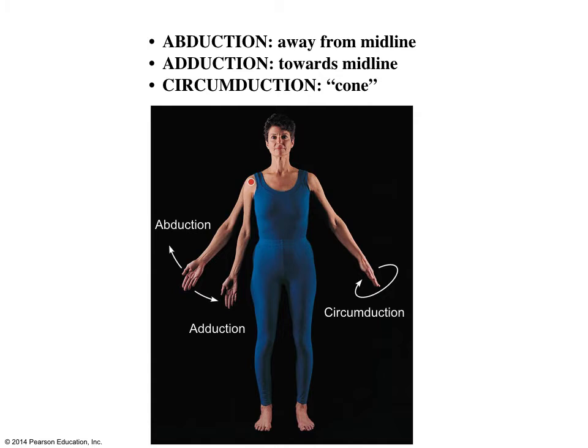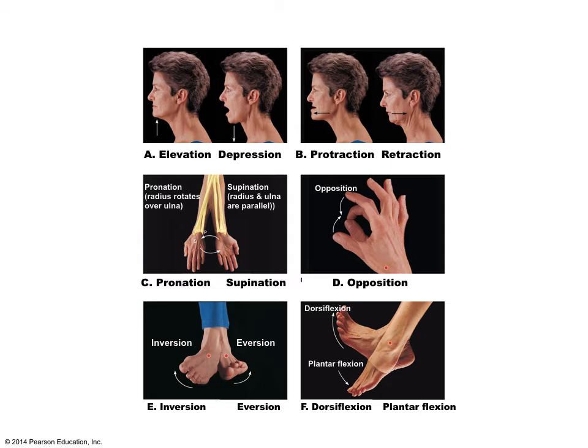Circumduction, you are describing the shape of a cone, like one of those orange cones at construction sites. Elevation and depression, self-explanatory. Lifting a body part up is to elevate. Bringing it back down is to depress. Protraction and retraction. Protraction, when you extend something out, protrude. Retract, put it back in anatomical position.